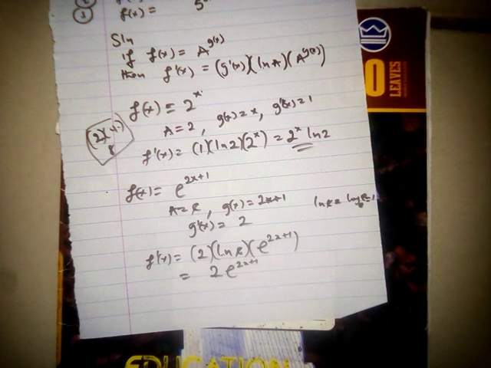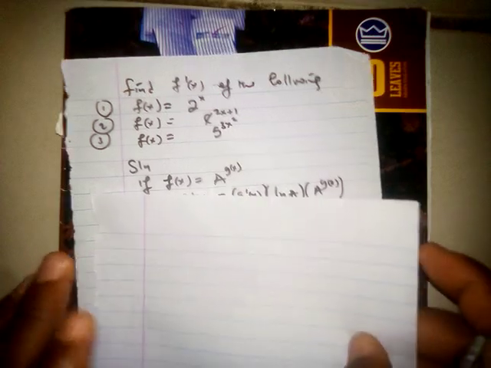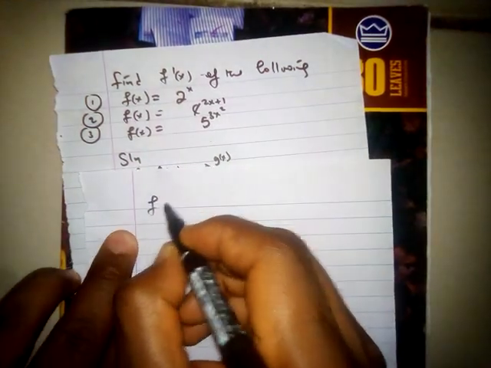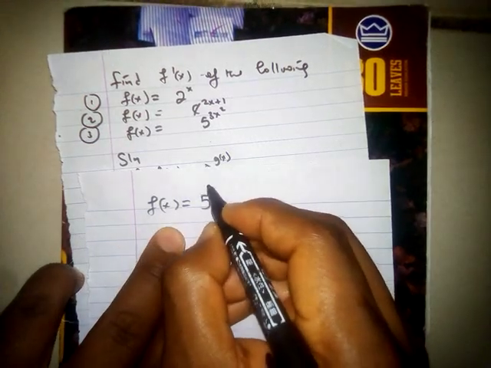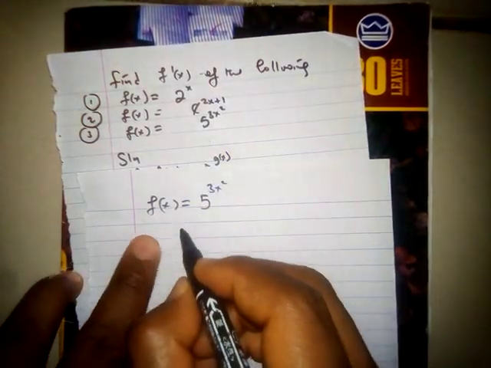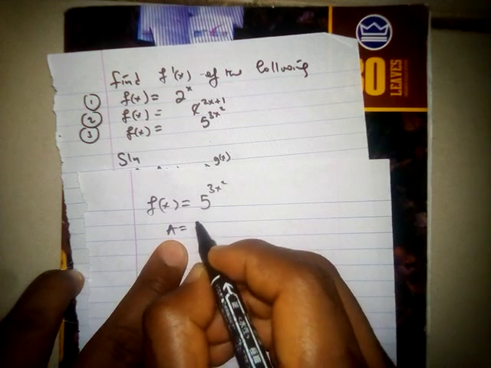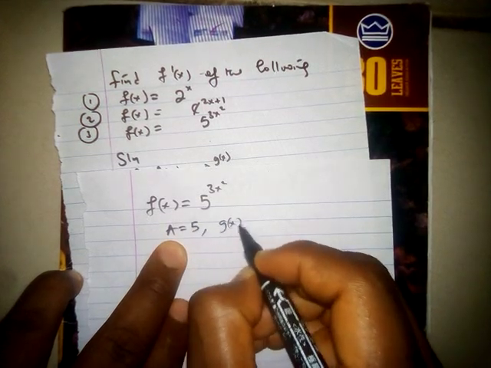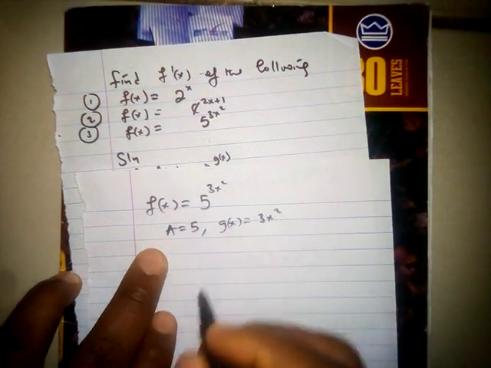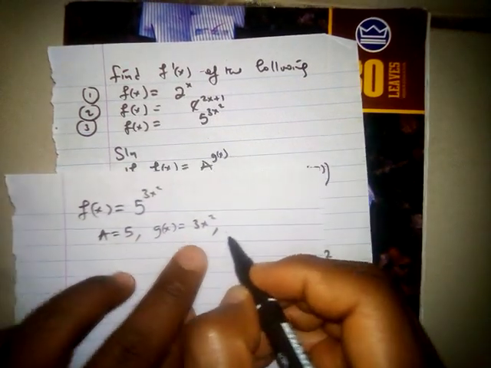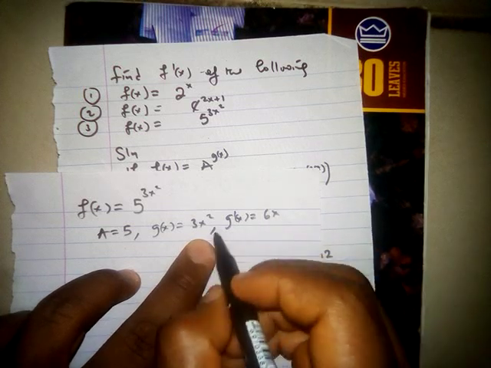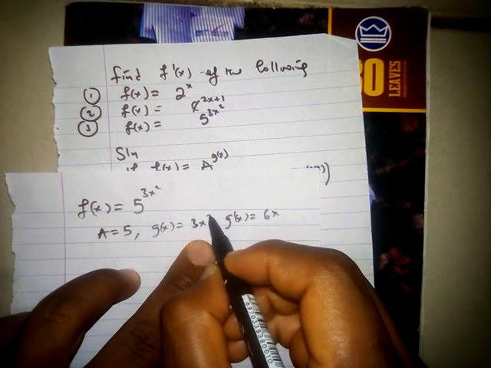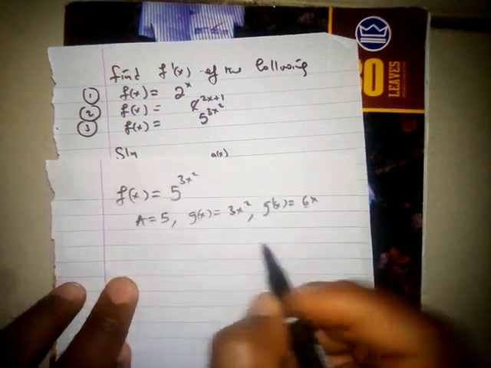The last one is f of x equal to 5 raised to the power of 3x squared. Here my a is equal to 5 and my g of x is equal to 3x squared. So if my g of x is 3x squared, that means my g prime of x is equal to 6x. That is 2 times 3, 6, and 2 minus 1 is 1.